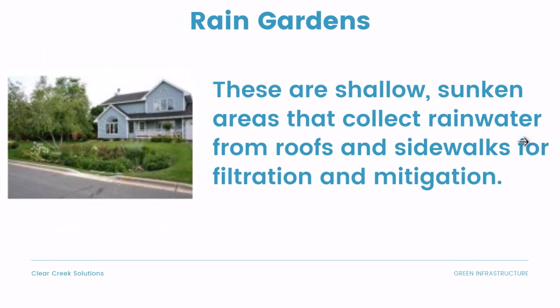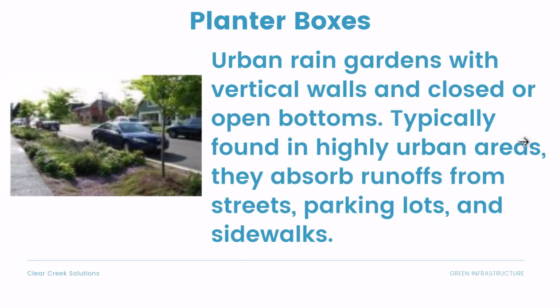Then there are rain gardens, and these are shallow, sunken areas that can collect rainwater from roofs and sidewalks for filtration and mitigation. You can see a picture there on the left. We have planter boxes, which are urban rain gardens with vertical walls and enclosed or open bottoms. These are typically found in highly urban areas and they absorb runoff from streets, parking lots, and sidewalks.